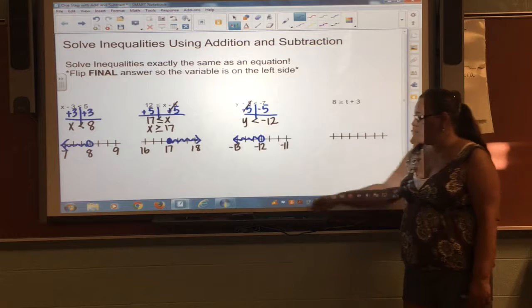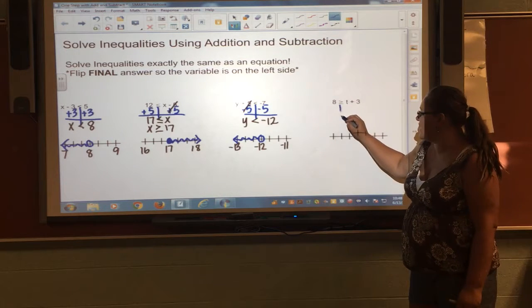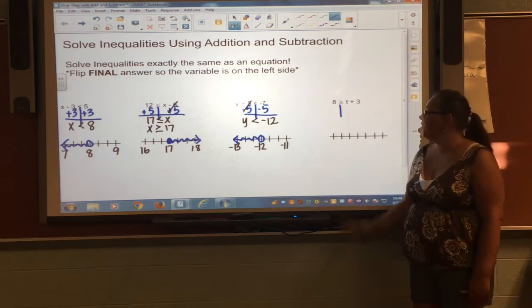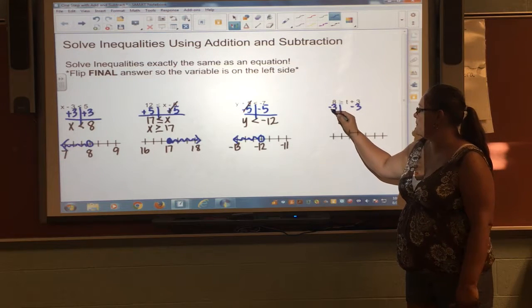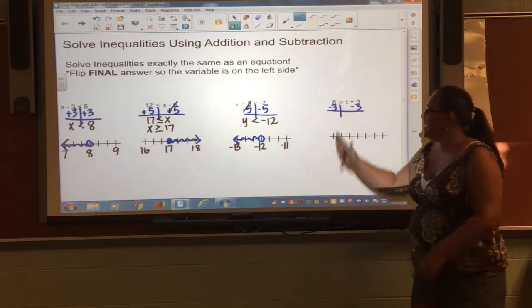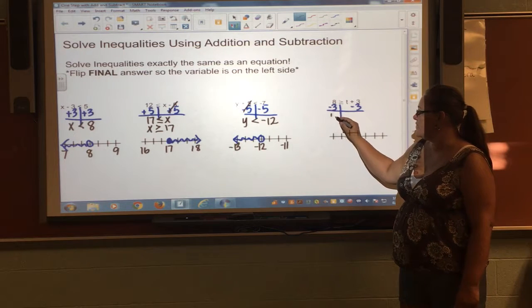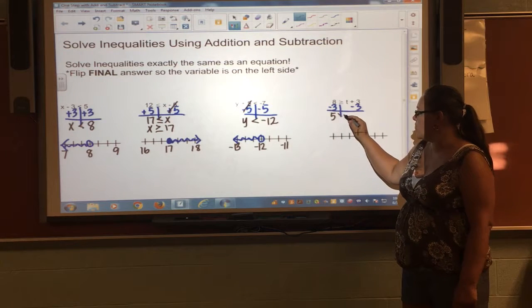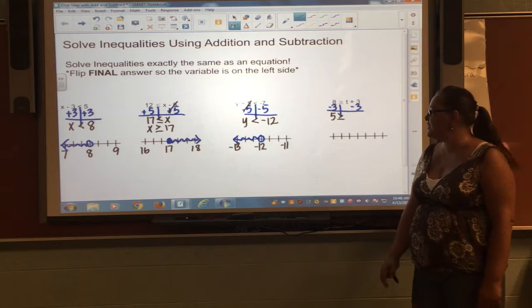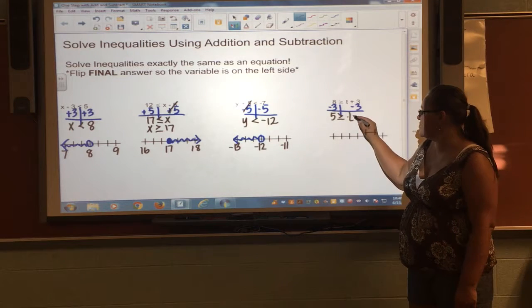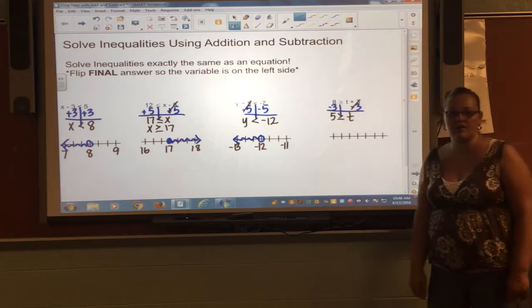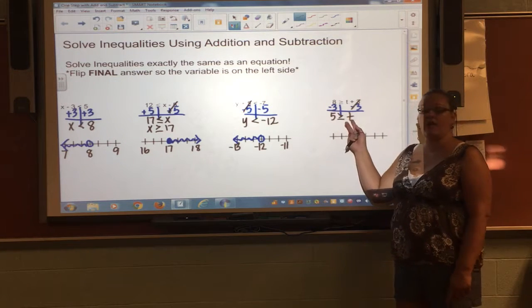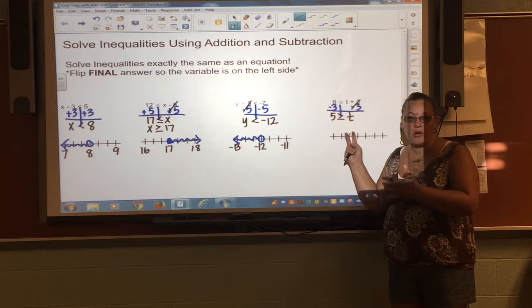The last example we had, again, identify that inequality sign. The opposite of plus is minus 3. 8 minus 3 is 5. The inequality sign comes down exactly how you see it. The t comes down, and the plus 3 minus 3 goes to 0, so we can cross it out. And again, our variable, t, is on the wrong side.